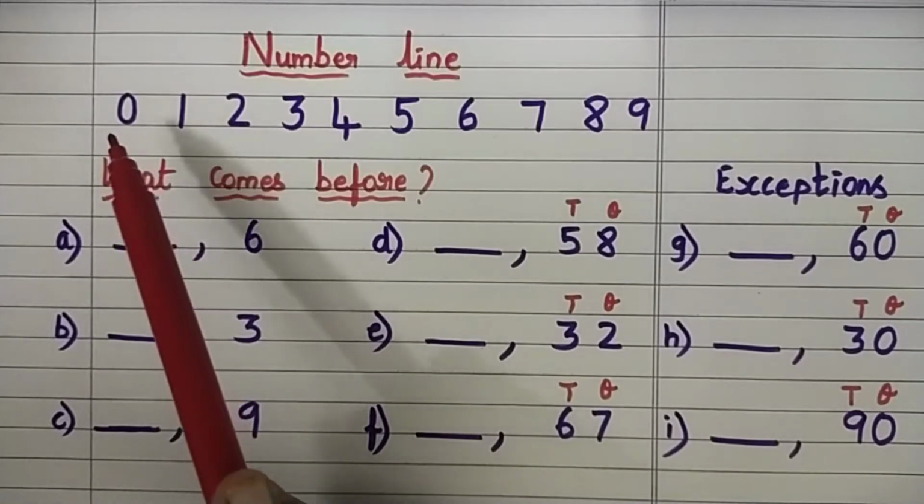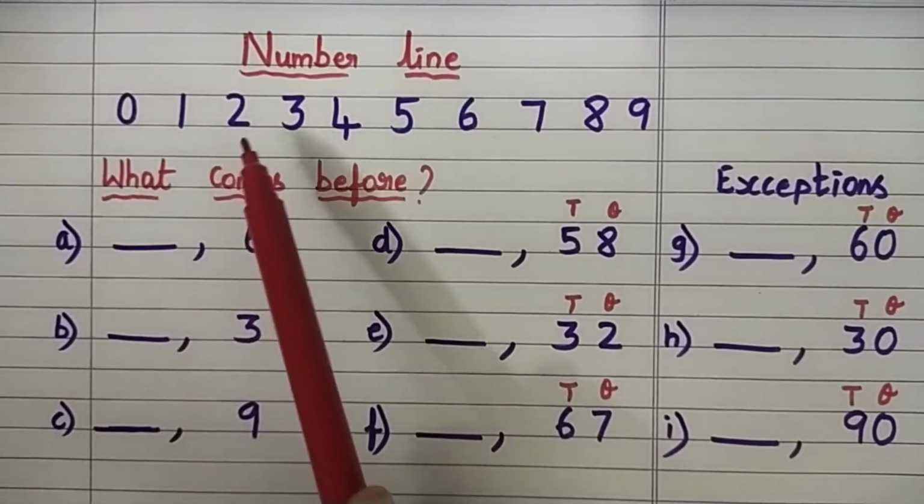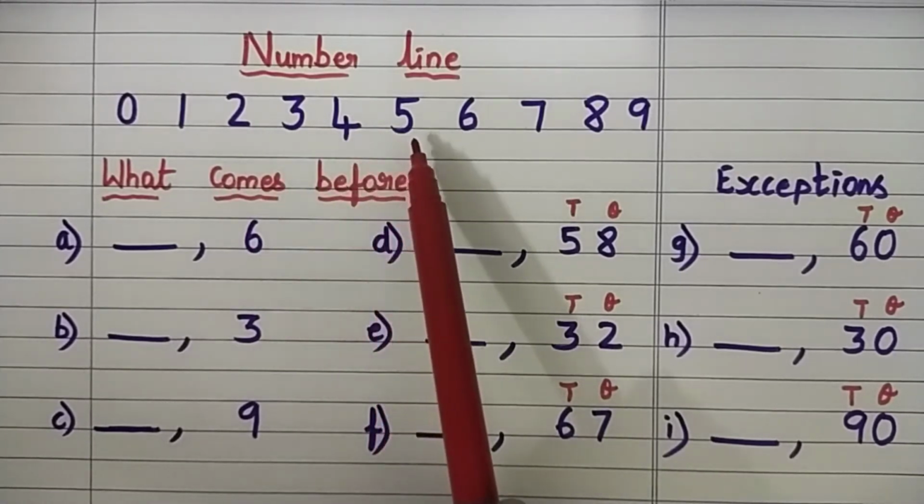Children, you all know that 0 comes before 1, 1 comes before 2, 2 comes before 3, 3 comes before 4, 4 comes before 5 and so on.